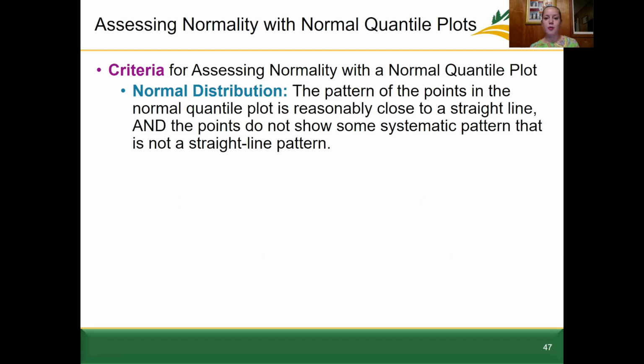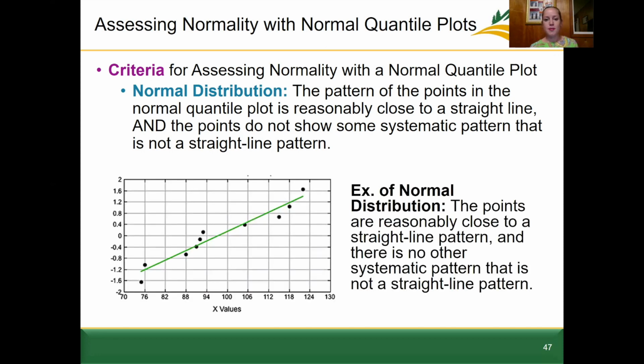Now recall, for a normal distribution, the points do not show a systematic pattern that is not a straight line pattern. And also the points are reasonably close to a straight line. So this is an example of a normal distribution. The points are reasonably close to a straight line pattern, and there is no other systematic pattern that is not a straight line. We know there's no other pattern other than a straight line because, for example, here we have 2 data points. There's a gap here. We have 4 more data points. We have 1 data point here, and then we have 3 here. So there's not really a pattern in these data points other than them falling essentially on a straight line.